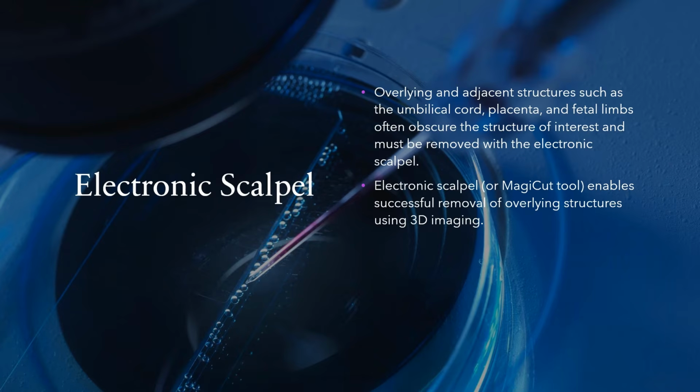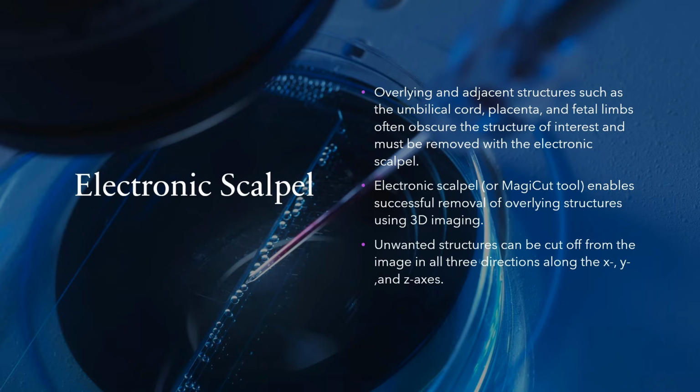The electronic scalpel offers multidimensional cutting capabilities. It can remove unwanted structures in all three axes, X, Y, and Z, allowing for complete and accurate removal of interfering tissues. This gives clinicians better control over the image and ensures that the structure of interest is clearly visualized.